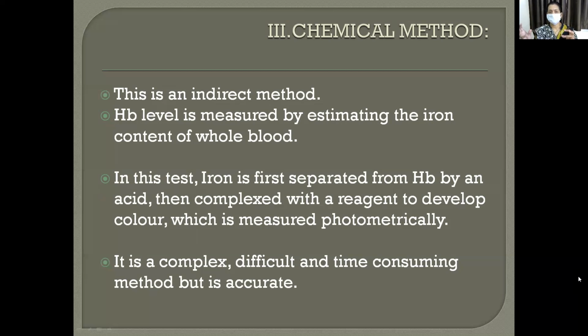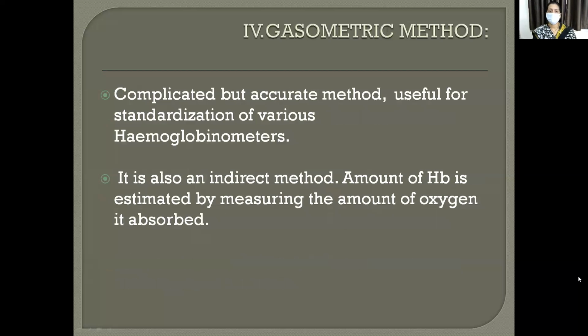So this iron has to be separated from the heme, which is bound to the globin chains. The iron is separated, and then this separated iron is mixed with the reagent, and that forms a color. It's a very difficult method, but it is accurate. Something like the Haldane method, which uses carbon monoxide, is accurate, but we cannot have the carbon monoxide. Then the other one is the gasometric method. It is a complicated method, but an accurate method for standardizing the variation seen in hemoglobinometers. It is also an indirect method.